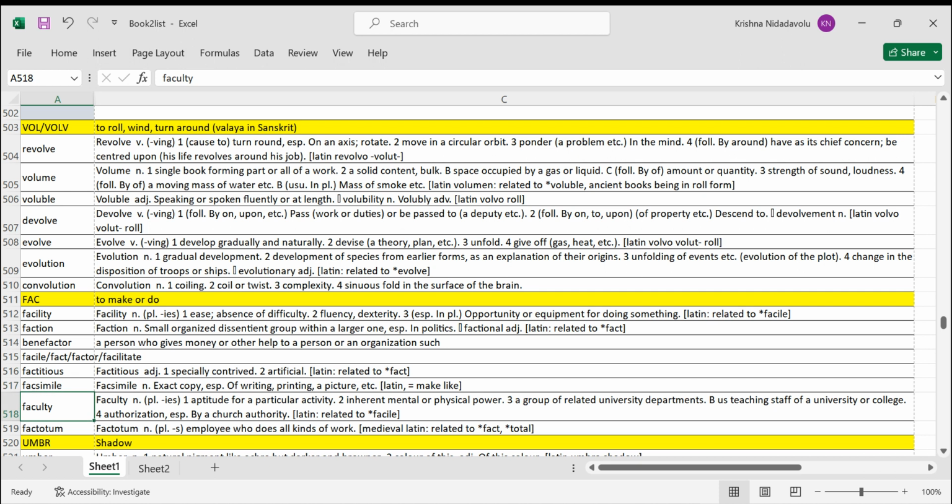Faculty. Fact again means to do. Faculty is a department or group of departments in a college or university. The teachers in a faculty of a college or university, for example, make you learn. That is faculty. Or faculty also means aptitude, aptitude for a particular activity. It makes you do that thing, right?